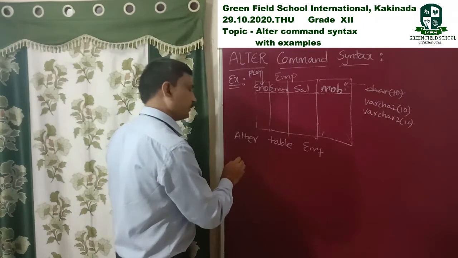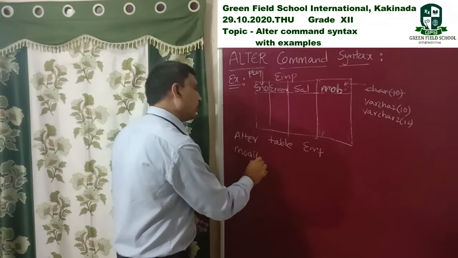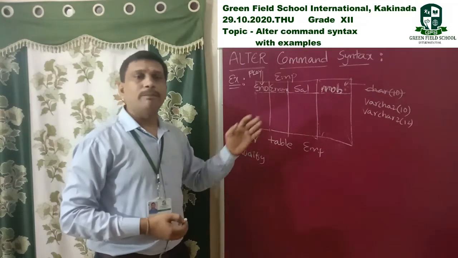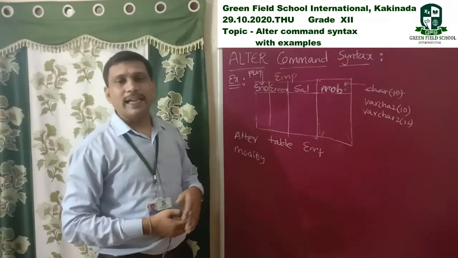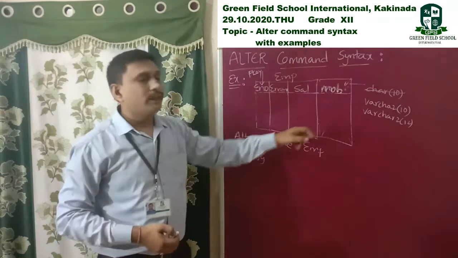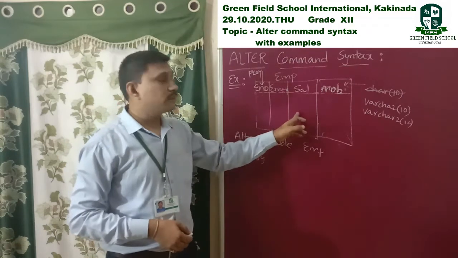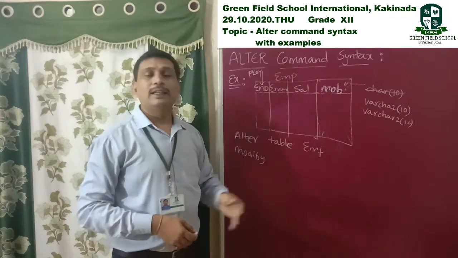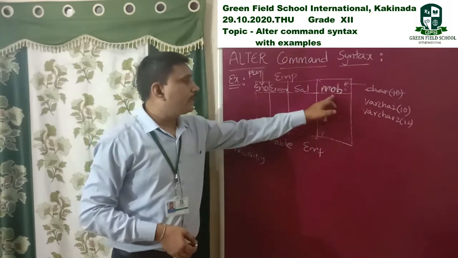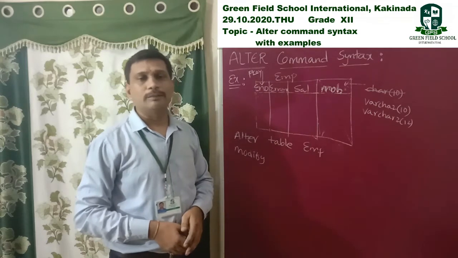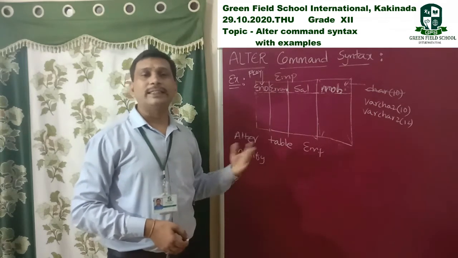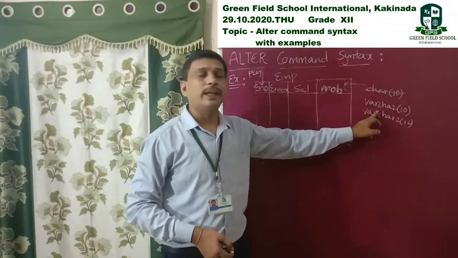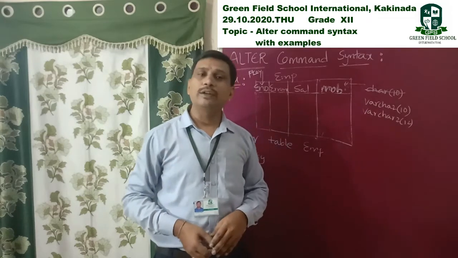Then I specify modify. When we modify any database table's column data type or size, first it shouldn't have any data, the column should be empty. Here, this table doesn't have any data for this particular mobile number column. That's why we can easily change or modify this data type from character of 10 to varchar2 of 10 or varchar2 of 12 according to our requirement.